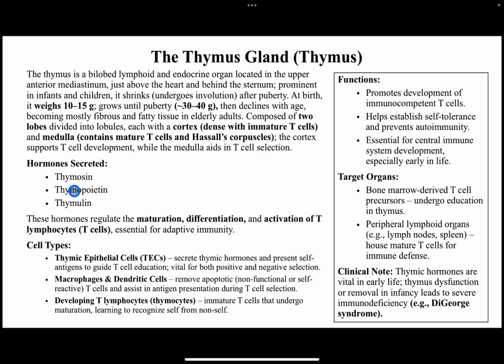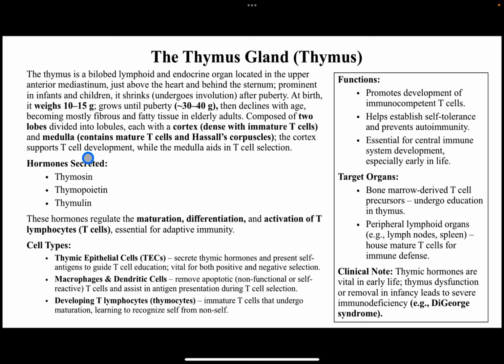Now, the thymus gland basically secretes three hormones. Okay, now the three hormones, we have thymosin, we have thymopoietin, and then thymulin. The thymosin is actually responsible for T cell differentiation and maturation. The thymopoietin also aids in T cell differentiation alone. And then the thymulin plays a role in enhancing T cell function or T cell activation.